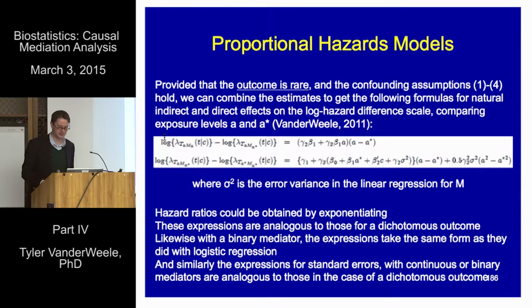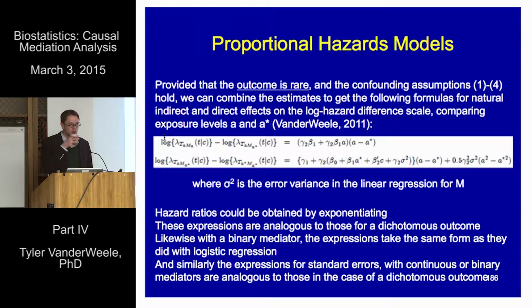Question? So when you say outcome is rare, do you mean that the hazard is small? And how do you quantify that? It's not that the hazard's small. It's that at the end of follow-up, not much beyond 10% of the population has had the outcome. Still around 10%. Yeah. But the hazard at any given time could be quite high, as long as it doesn't extend too far.